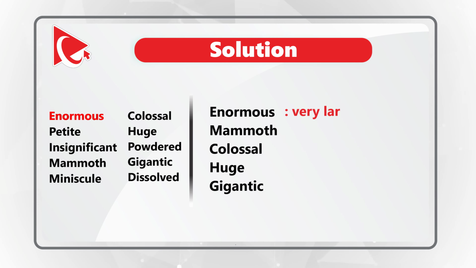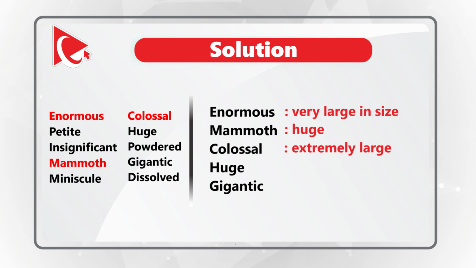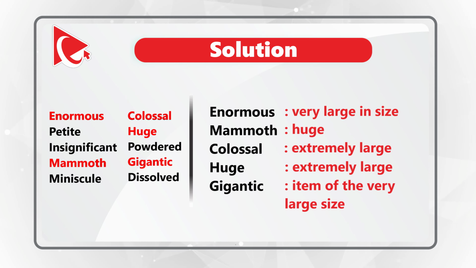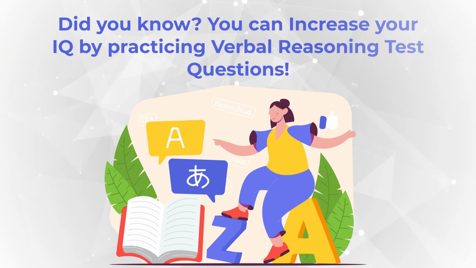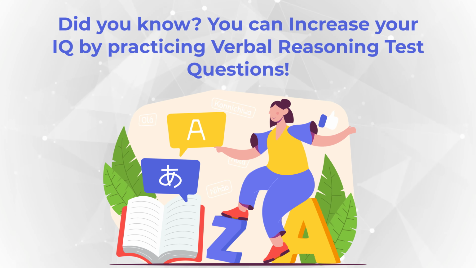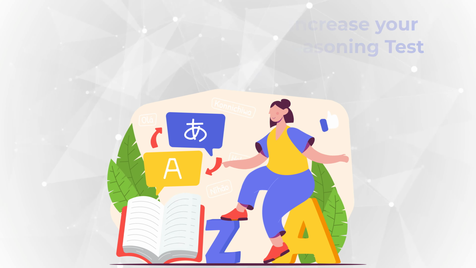Enormous means very large in size. Mammoth means huge. Colossal means extremely large. As well as the word huge has a similar meaning of extremely large. And then finally, the word gigantic means an item of a very large size. And finally, something you may or may not know. Practicing questions like this not just helps you increase your English dictionary, but also increases your IQ.